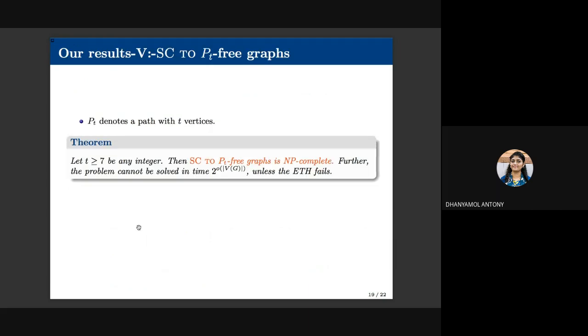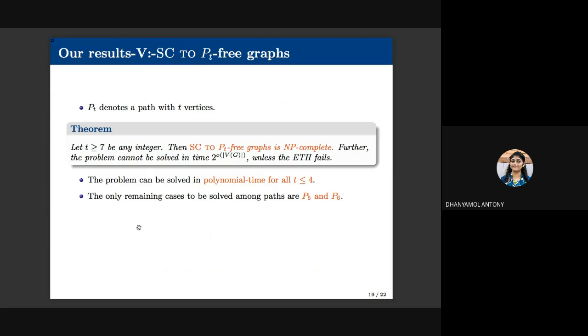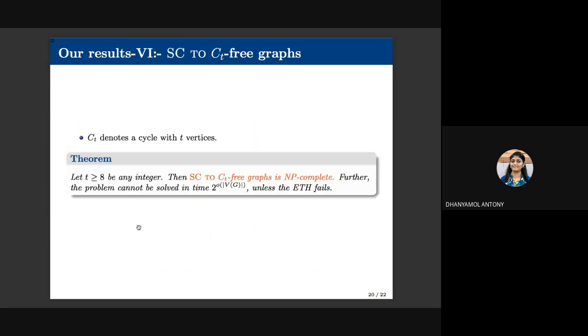Now move to our next result, SC2 Pt-free graphs. And we have this theorem: let t greater than or equal to 7 be any integer, then SC2 Pt-free graphs is NP-complete. Further, the problem cannot be solved in sub-exponential time unless the ETH fails. For this, we have used reductions similar to those we used for SC2 K1,t-free graphs. From the literature, it is known that the problem can be solved in polynomial time for all t less than or equal to 4. Thus, the only remaining cases to be solved among the paths are P5 and P6.